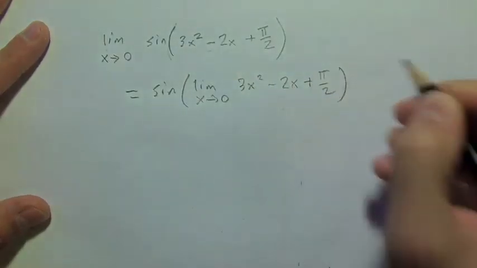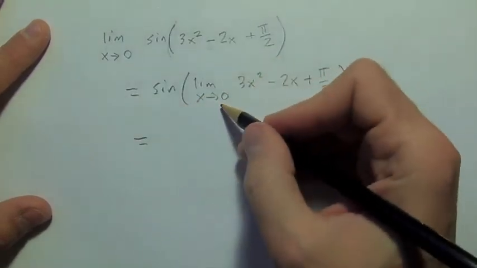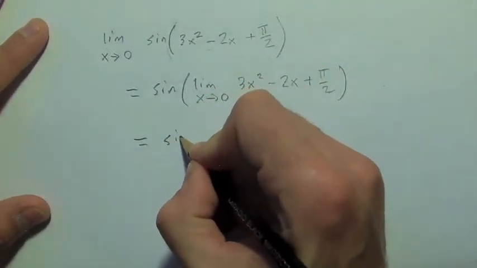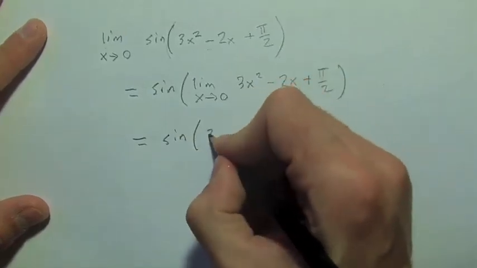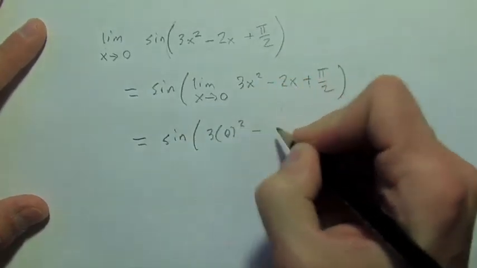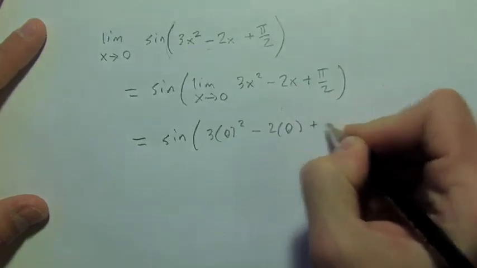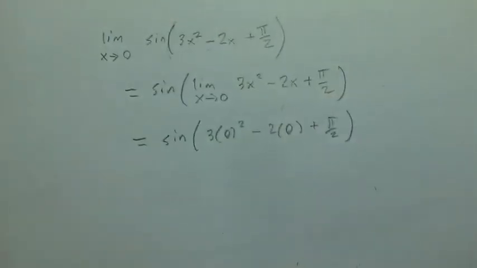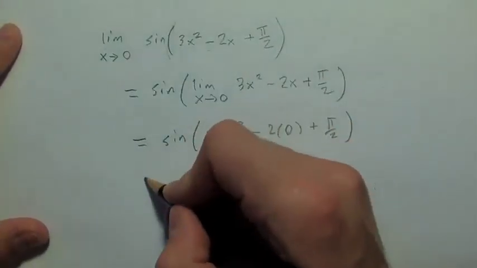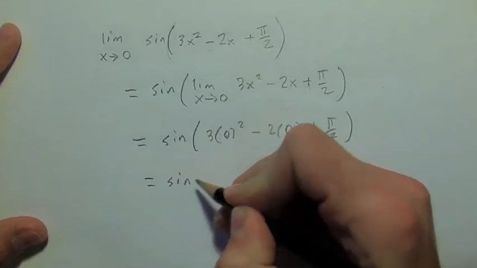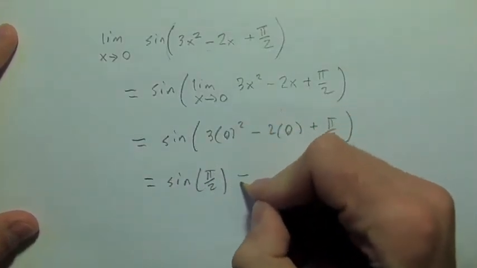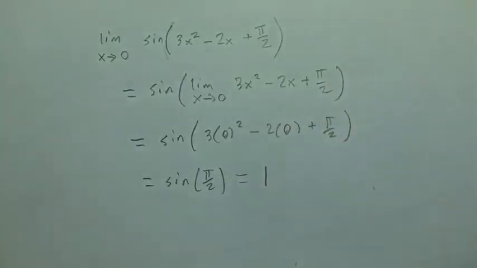And the limit of this stuff, well, we're just going to plug in our 0 on the inside of sine there, so we'll get sine of 3 times 0 squared minus 2 times 0 plus pi over 2. Now, granted, you probably wouldn't write this all out like this. I mean, the zeros are just going to cancel. So this is sine of pi over 2, which we know is 1. Okay?